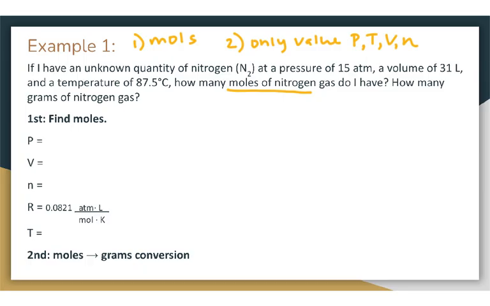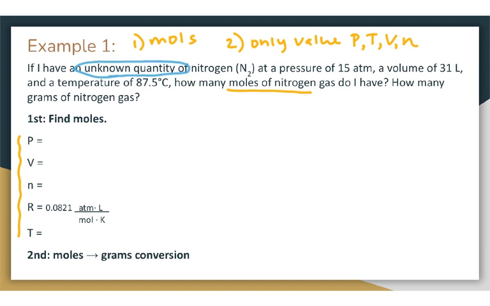All right, so I have this first one kind of set up for us as I look at example 1 with my variables that we're now going to have kind of off on the left, so I can list those as I read my problem. If I have an unknown quantity of nitrogen at a pressure of 15 atm, a volume of 31 liters, and a temperature of 87.5 degrees Celsius, how many moles of nitrogen do I have? And how many grams of nitrogen gas do I have? So this is going to be a two-step problem. First, we're going to find moles using the ideal gas law, and then we're going to do a moles to gram conversion.